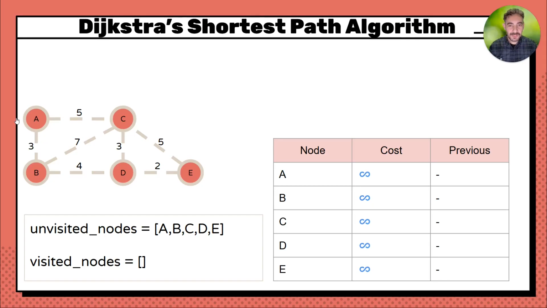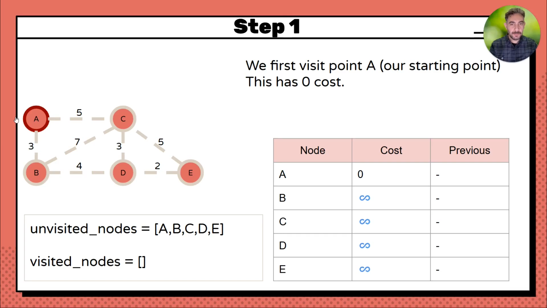We plot the cost into a table, and since we don't know the calculation of the distances as yet, we label them infinity in the table for now. We first visit point A. This is our starting point. This has zero cost because it's where we're starting from.